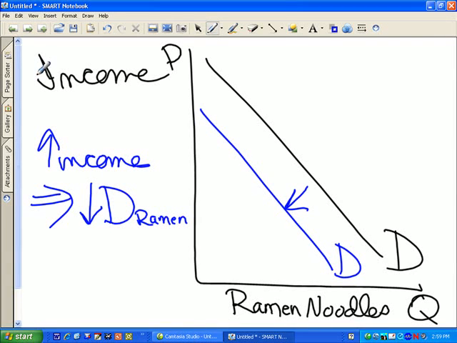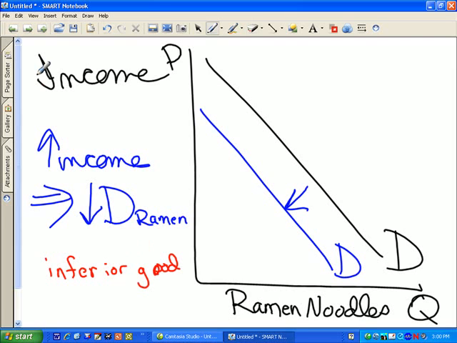So what's the difference between a Hummer and Ramen Noodles? Well, it may be obvious. The difference is Ramen Noodles is an inferior good. And that's our economical term, but it's probably pretty appropriate. It's an inferior good. And so if your income goes up, your demand for inferior goods will go down.